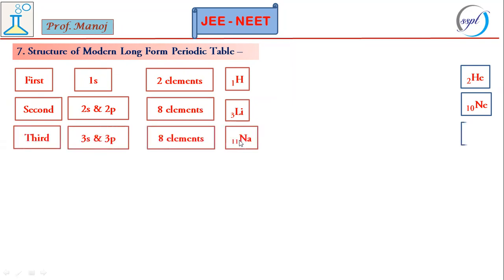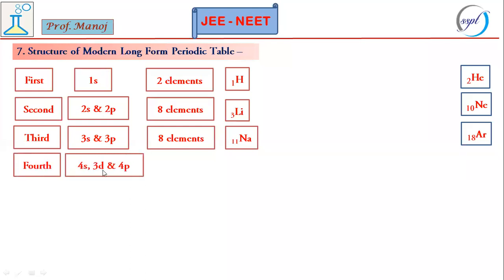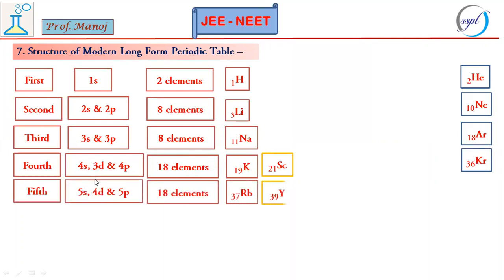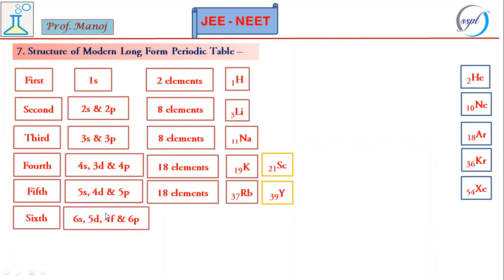Third is just a replica, only elements are different. In fourth now, d orbital introduces. So 6 plus 10 plus 2, 18 elements. Fifth also, it will be similar. Sixth, now we are going to start having F orbital over here. So uske 14 yaha add ho gaye. So, 32 elements.